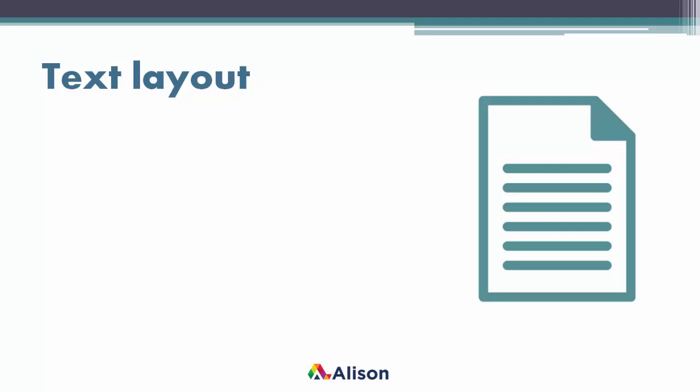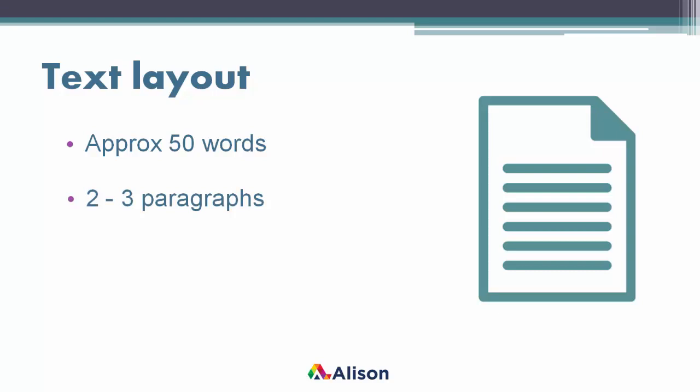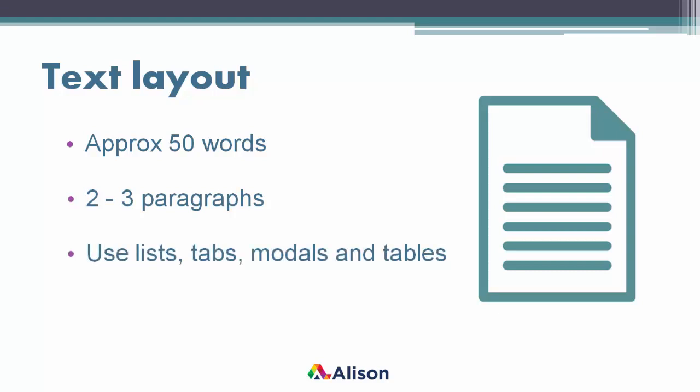Never have too much text on a page. Approximately 40 to 70 words is sufficient. Divide the text into 2 or 3 separate paragraphs. Use ordered and unordered lists and tables to present text clearly and neatly. Use a variety of tabs and modals to vary the display of content. Highlight important words and phrases in bold and italic. One instance of bold and italic is enough on one page. Don't overdo it.